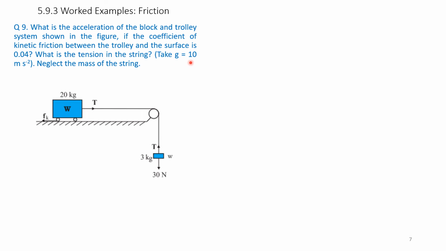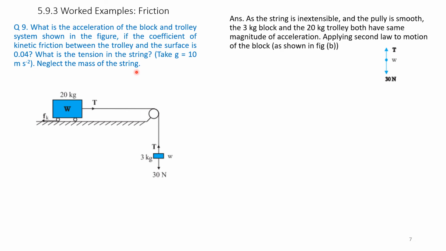Take g equal to 10 meters per second square. Neglect the mass of the string. Answer: now we have to resolve the vertical components as well as the horizontal components in the free body diagram. Considering the given figure, 3 kg is the weight, the tension acts upwards, and the downward force due to the mass is 30 newtons.